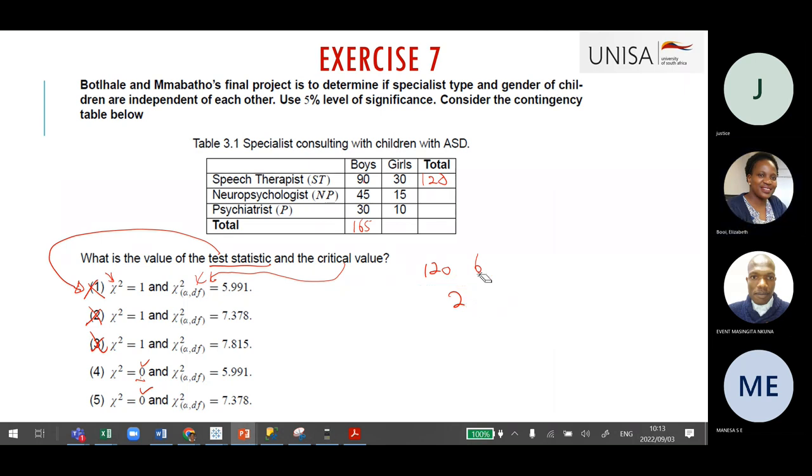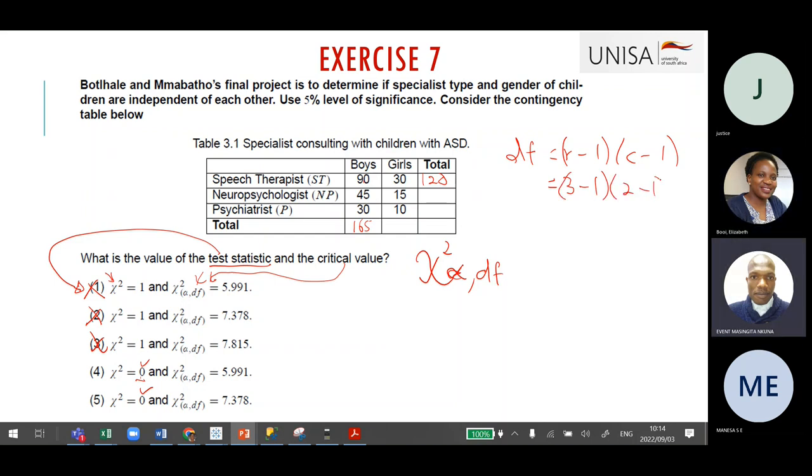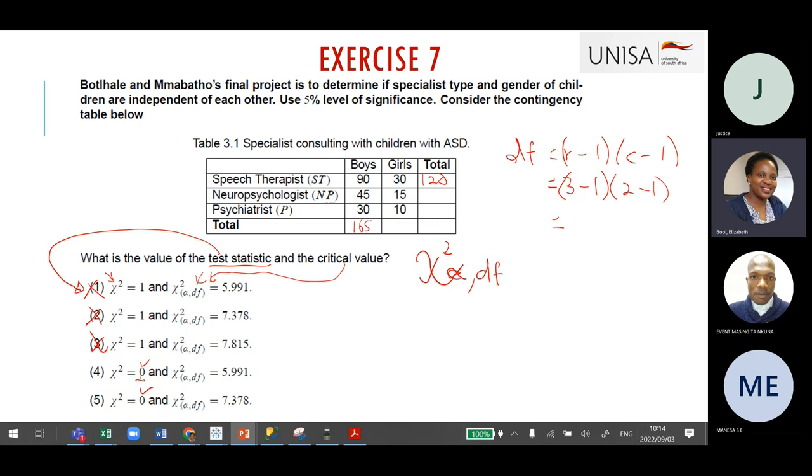Now let's go find the critical value. The chi-square critical value is given by chi of alpha and the degrees of freedom. Our degrees of freedom is given by the number of rows minus 1 times the number of columns minus 1. How many rows and how many columns? We have 3 minus 1, and 2 minus 1. And the degrees of freedom would be 2.